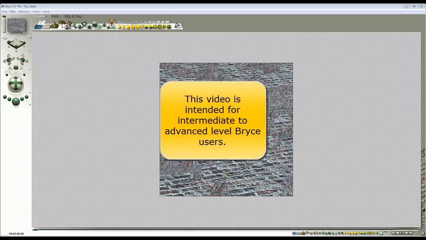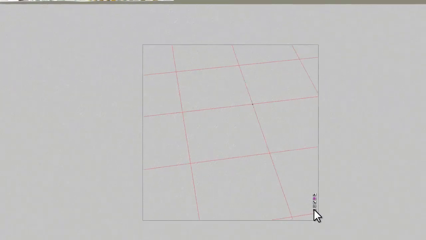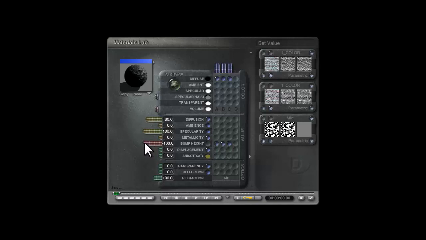So the polarity of the bump, that is how the height map's interpreted, is for the most part arbitrary, because you have the option, if we go into the material lab here, of changing from -100 bump to +100 bump, and provided that both these are in the same sense, then there is no problem with that.